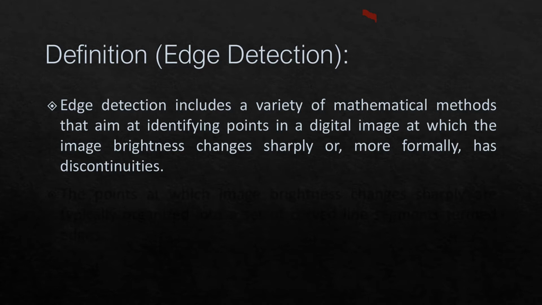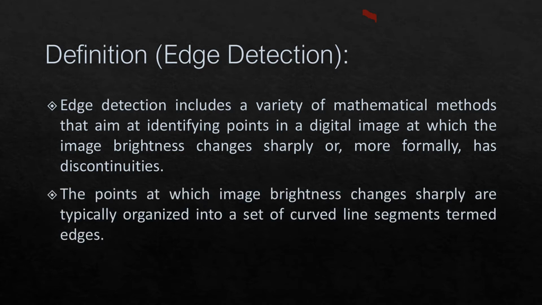In this instance, it just sharply falls down at the end of the day. Now, let's see. The points at which image brightness changes sharply are typically organized into a set of curved line segments termed edges. Yeah, that's exactly what edge detection is.